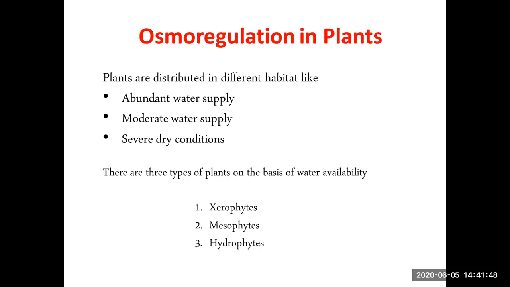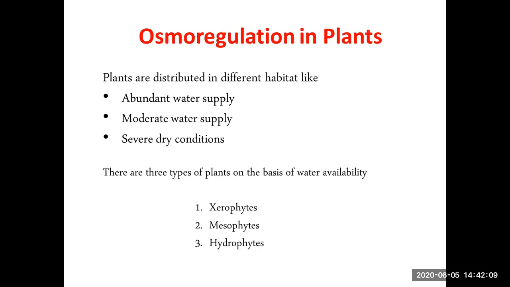Plants live in a variety of environmental conditions. Plants are distributed in different habitats. There may be abundant water supply, there may be moderate water supply, there may be severe dry conditions.